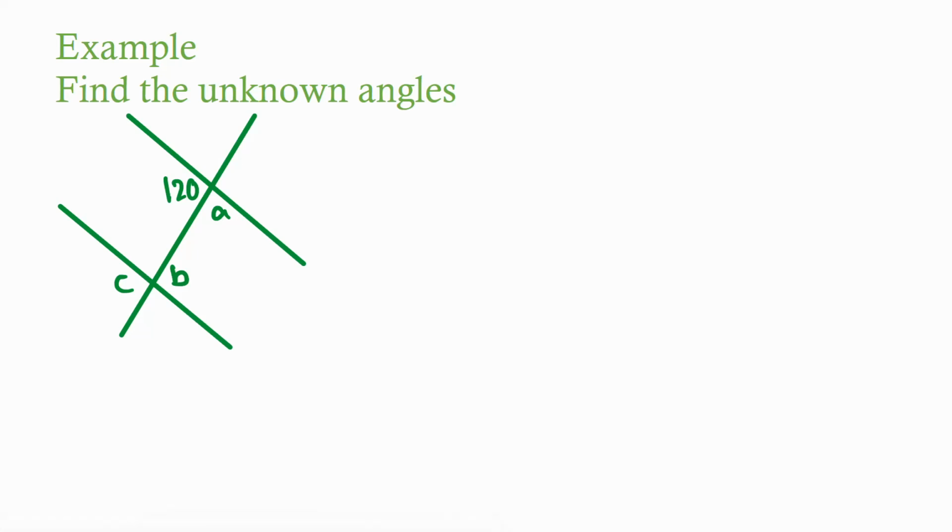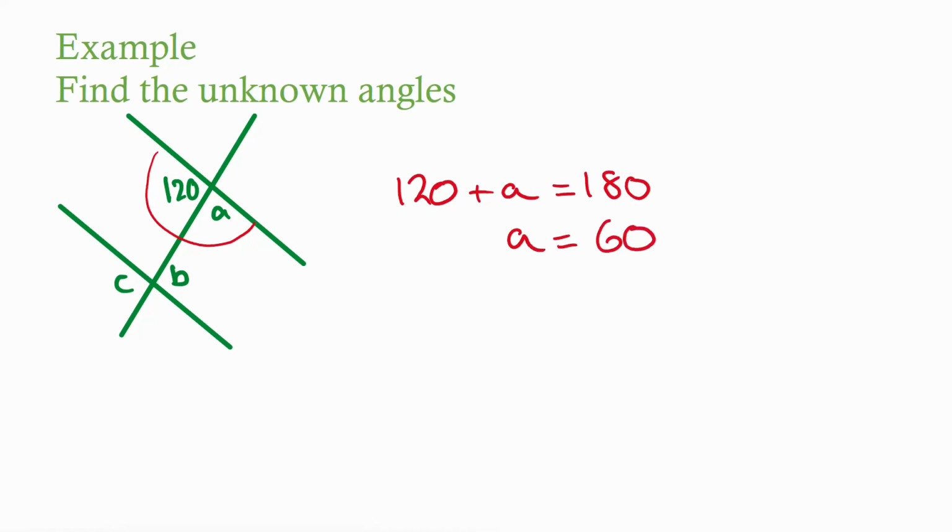So the first way I'm going to try is to use that. Now that's a straight angle. So that must mean 120 plus A needs to equal 180. If I take away 120 from both sides, I end up with 60. So I know that A is going to be 60. So if I can just put that in there, 60.